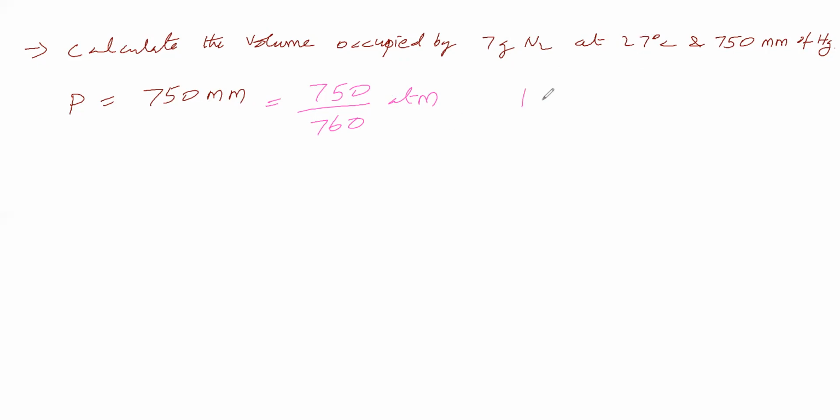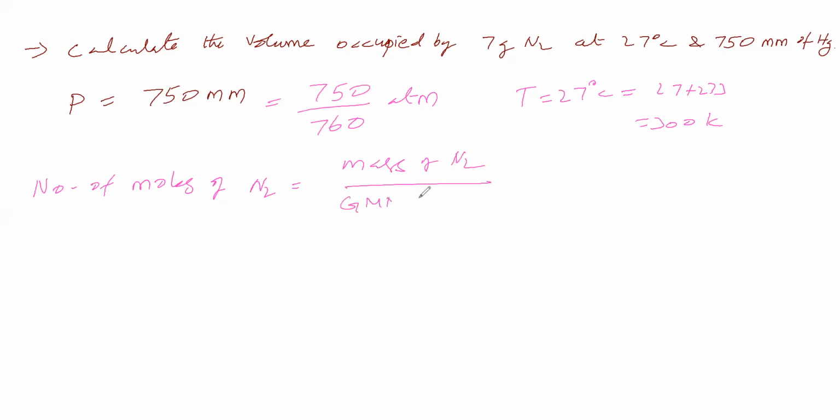Then temperature is given as 27 degrees Celsius, convert into Kelvin, so add 273 to this. Therefore we got Kelvin. Next, mass of nitrogen is given, convert this into number of moles. Number of moles of N2 is equal to mass of N2 by gram molecular mass of N2. Mass of N2 is 7 gram. Gram molecular mass of N2 is 28 because atomic mass is 14, 14 into 2, 28 gram per mole. So 7 by 28, that is 1 by 4 moles. The gram gets cancelled, so 1 by 4 moles.